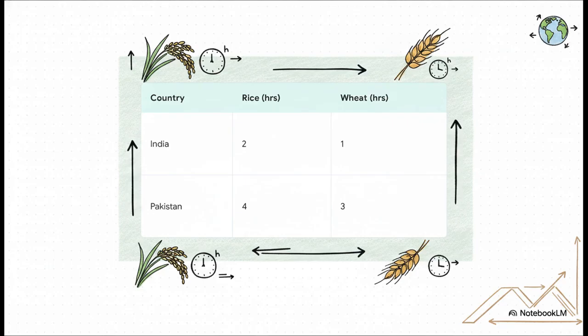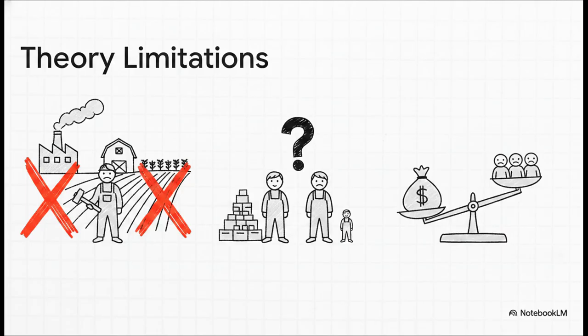Therefore, India should dedicate its resources to wheat and let Pakistan specialize in rice, where Pakistan's absolute disadvantage is actually at its smallest. Both nations still end up richer through trade. It's brilliant. Ricardo's theory is a real game changer and is widely considered one of the most important laws in economics.